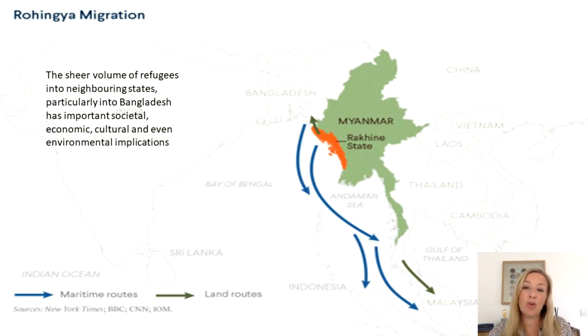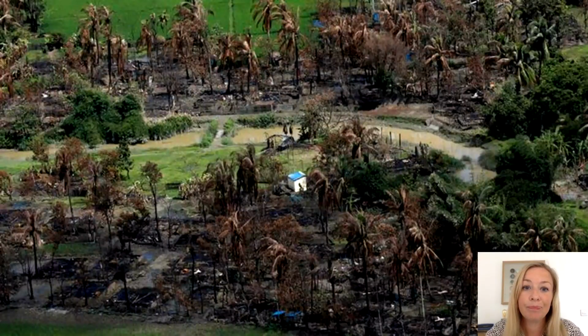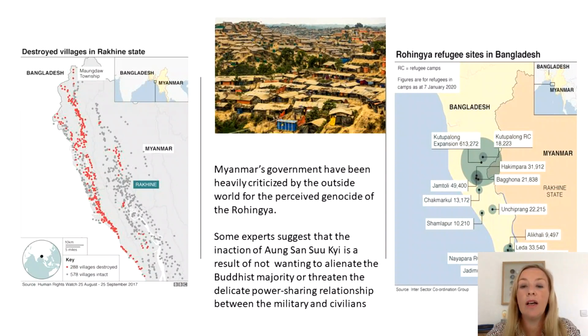And just to note, an exodus on this scale has massive societal implications, economic, cultural, and even environmental implications for the neighbouring states. And also lots of questions about how they could ever be repatriated into Rakhine State. I wanted to include this example of a burnt out Rohingya village in Rakhine State, and just some diagrams and photographs that give you a bit more context here.